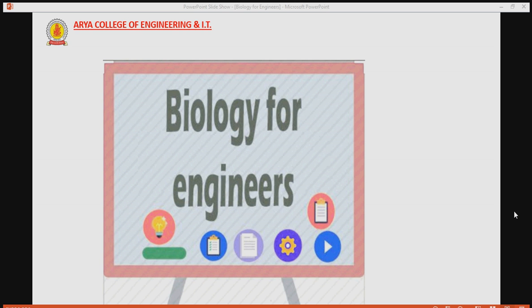Computer simulation and electrical circuits can be designed to test the effect of new drug therapies without experimenting on living organisms. These all are the outcomes of biology. So biology is important for engineers.